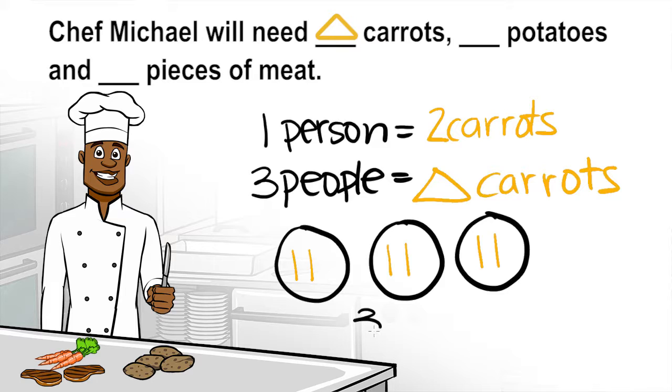Next, I can write an equation and solve the problem. The 3 represents the 3 people. The 2 represents the 2 carrots each person will need. 3 times 2 equals 6, or Chef Michael will need 6 carrots total.